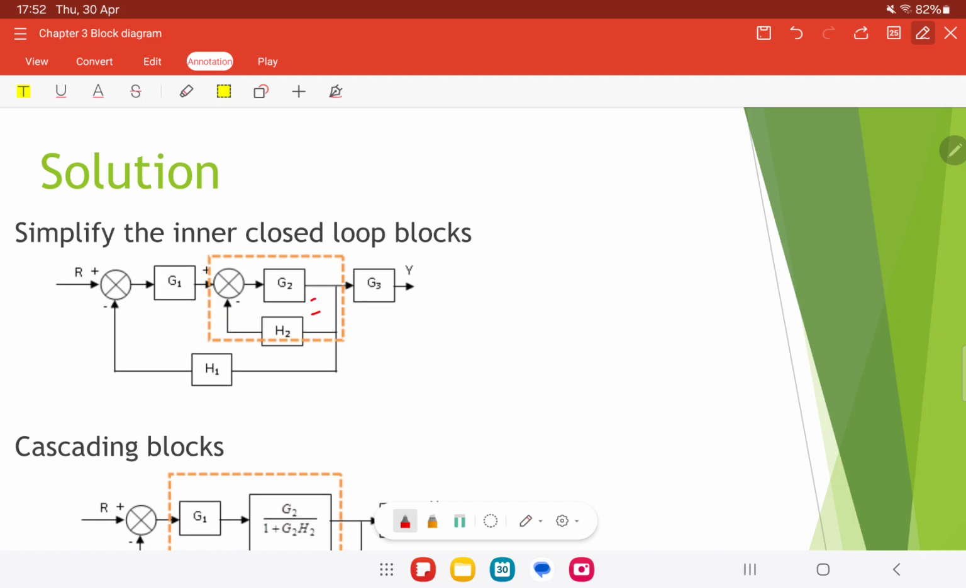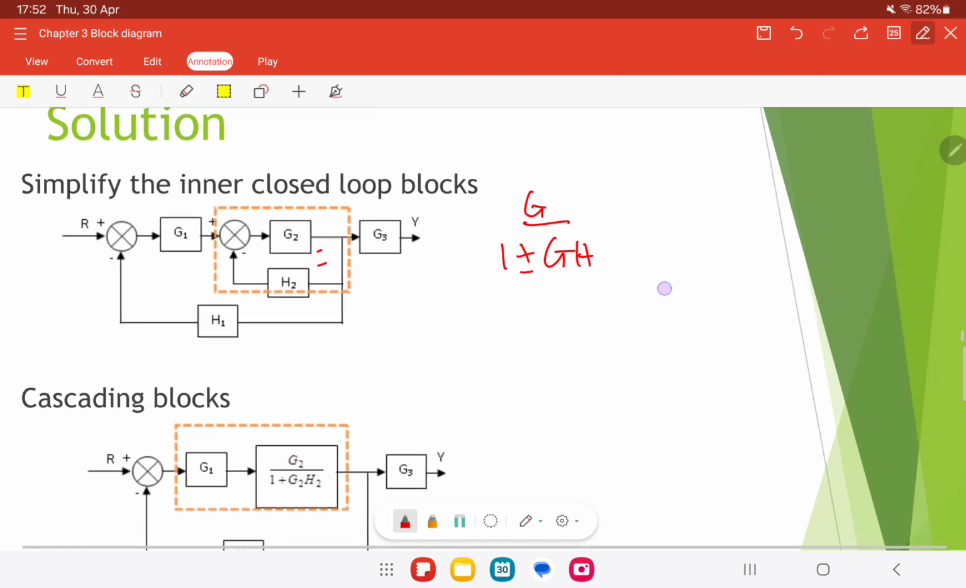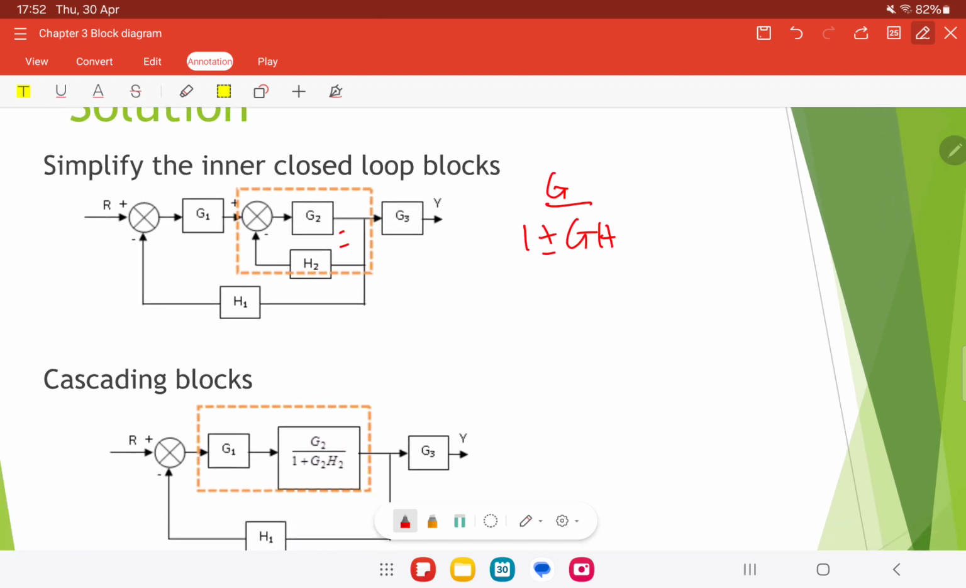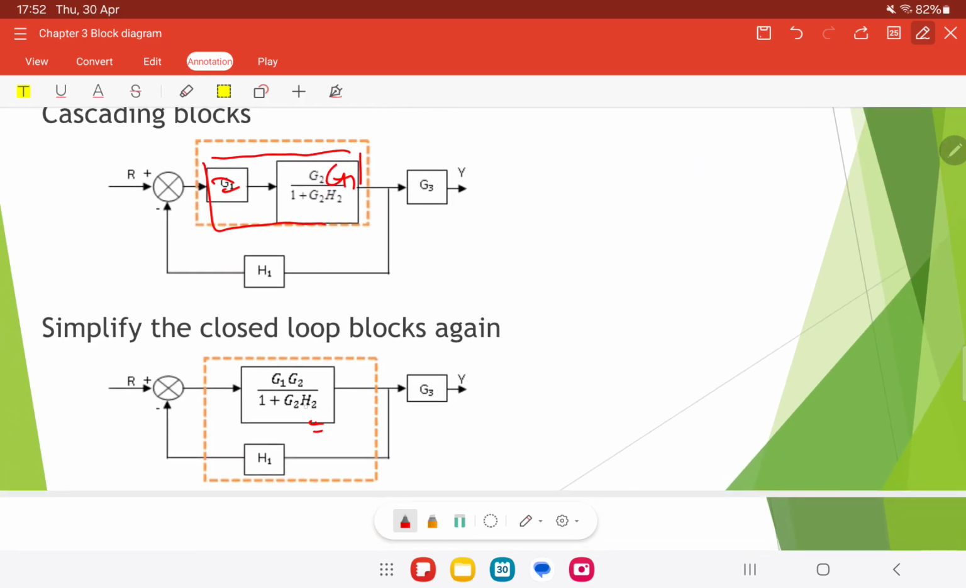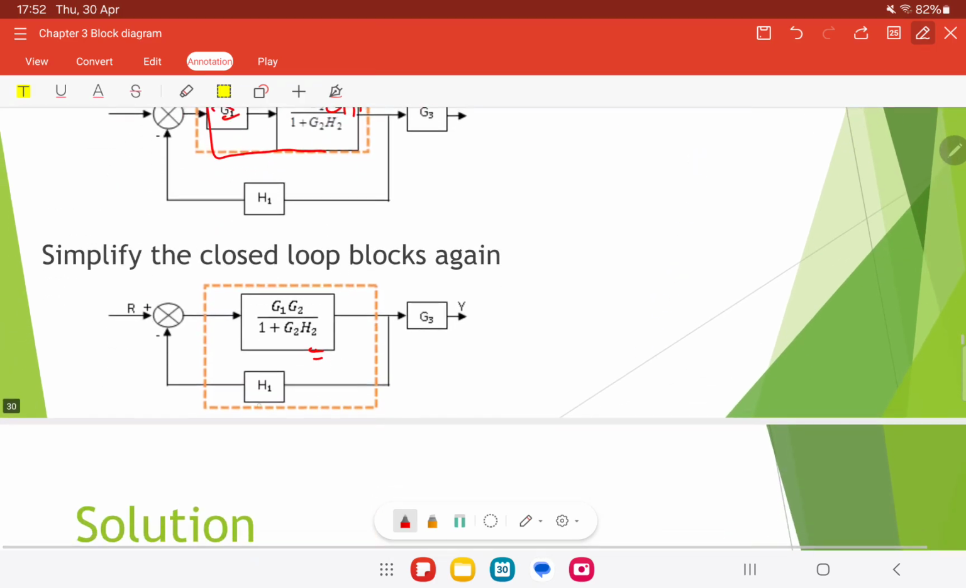For this one, do the feedback, use the formula G over 1 plus GH or minus. Then redraw. Once that is settled, redraw and then cascade these two. When cascaded, it will become G1 here, like this one here. Cascade, and then we can solve with this H1 below it.